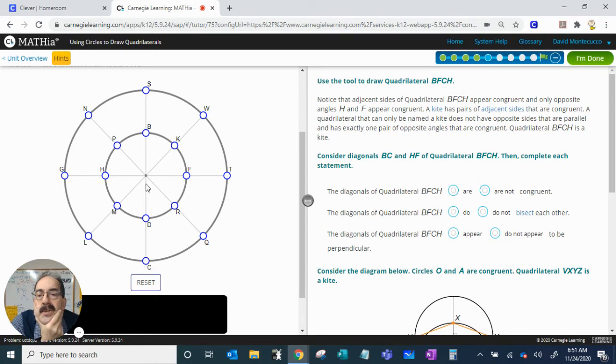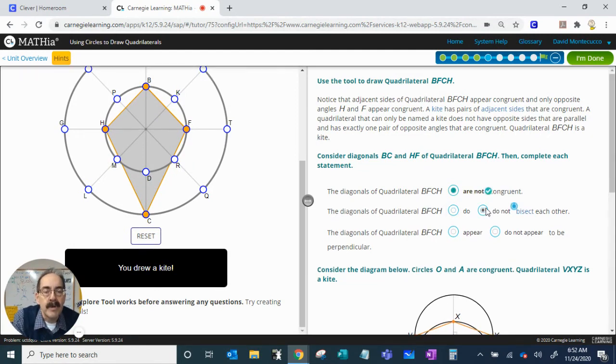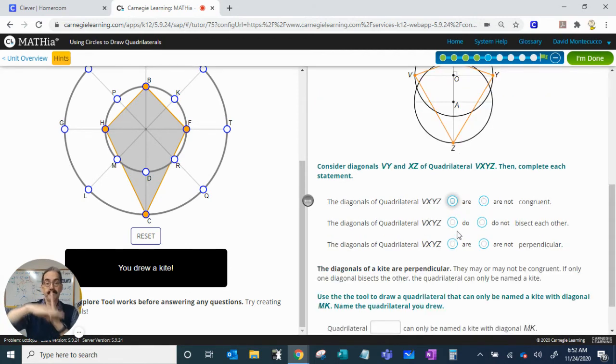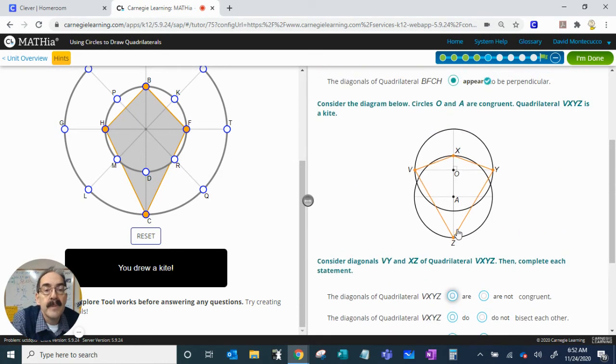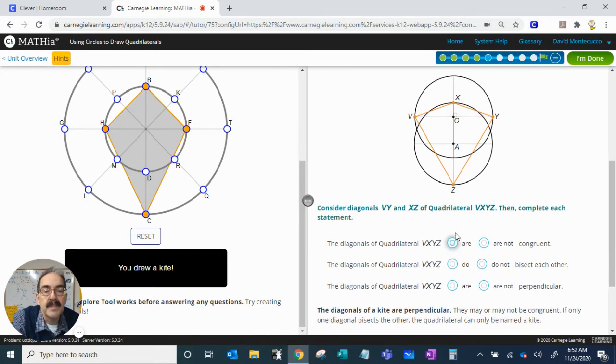BFCH. Hey, there's our first kite. Dun, dun, dun. So they are not congruent. They do not bisect each other, but they do appear to be perpendicular. Yes. Okay. Now, V, Y, boom, X, Z, complete the statement.